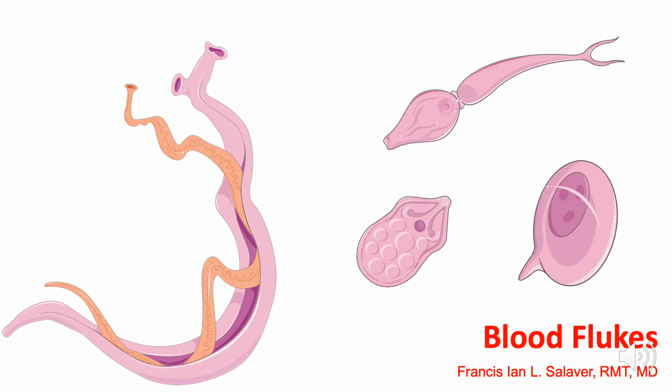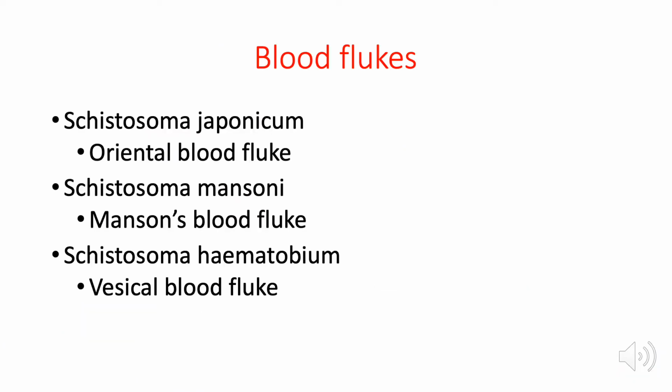Good day, doctors. This is the continuation of our series of lectures on trematodes. For today, we will be discussing the blood flukes. Trematodes can be classified based on their habitats in the human body. Those whose adult stages are found in the branches of the portal vein are referred to as the blood flukes.